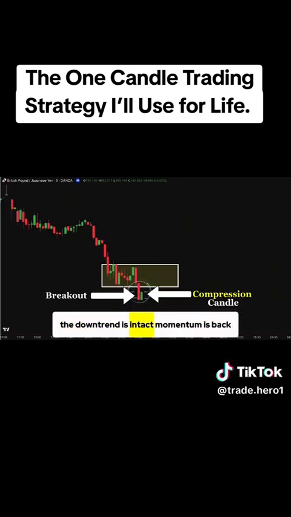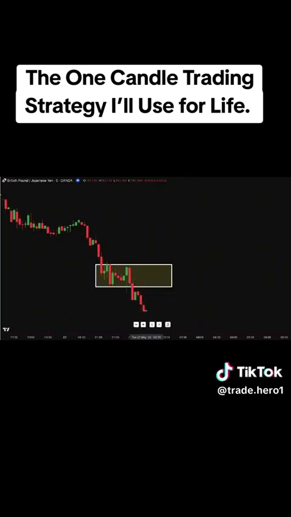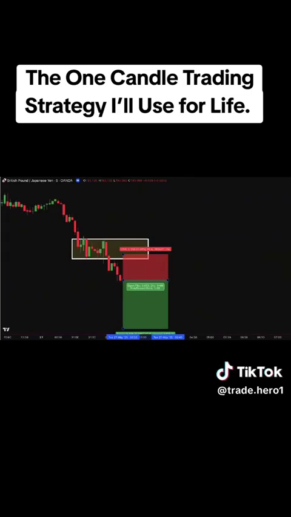The downtrend is intact, momentum is back, and price just gave you a clean breakout. So what do you do? You wait for the compression candle to break, and when it does, you enter the trade. The market breaks below, confirming the setup. You place your stop loss just above the mother candle and aim for a solid risk to reward. Everything looks perfect, but look at what happened next.